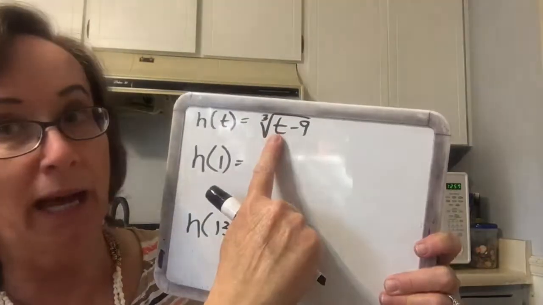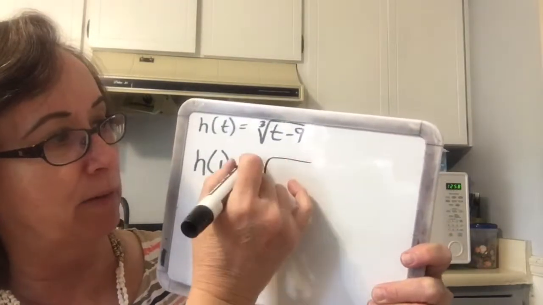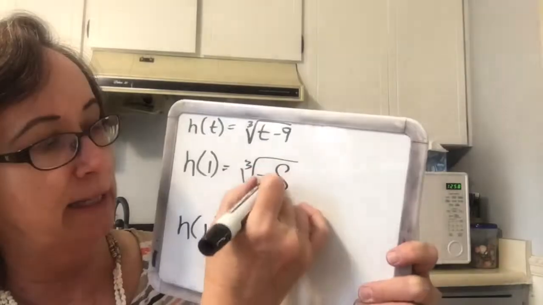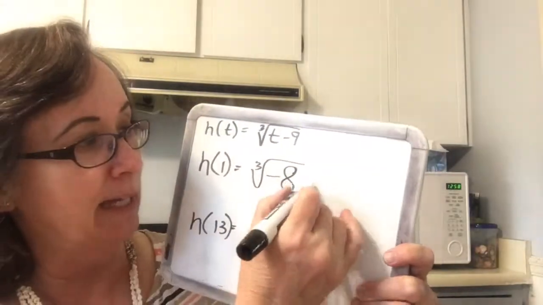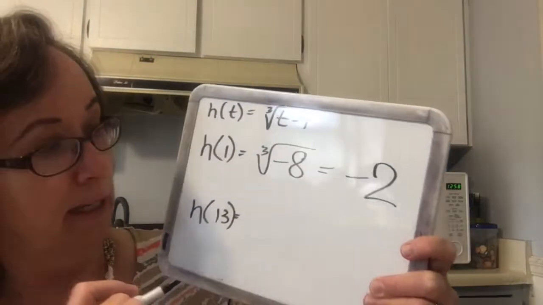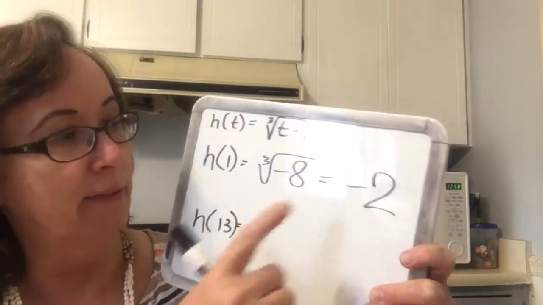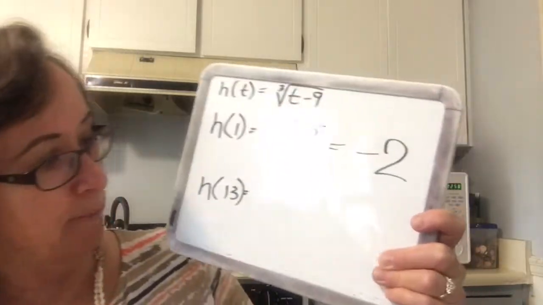So I wind up with 1 minus 9, and that becomes the cubic root of negative 8. And the cubic root of negative 8 is negative 2, because the root is odd, I don't have a problem with that negative sign. There is a real number that will cube to give me negative 8.